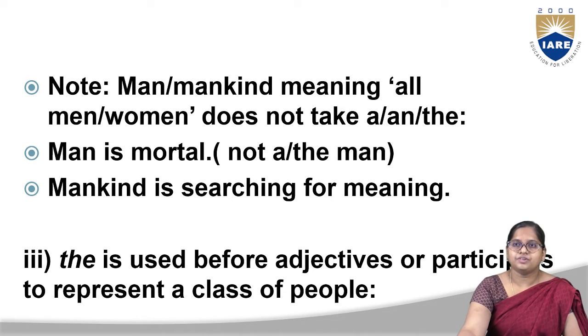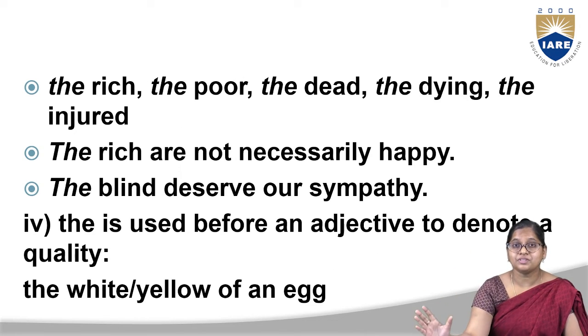The is used before adjectives or participles to represent a class. See, the rich: when you're representing the class, you can use the rich. The poor. The rich represents all the rich people that you're referring to, all rich people, or all poor people, all dead people. So the dead cannot come again. The dying will not come again. So you are representing the whole. So in that context, you can use the definite article.